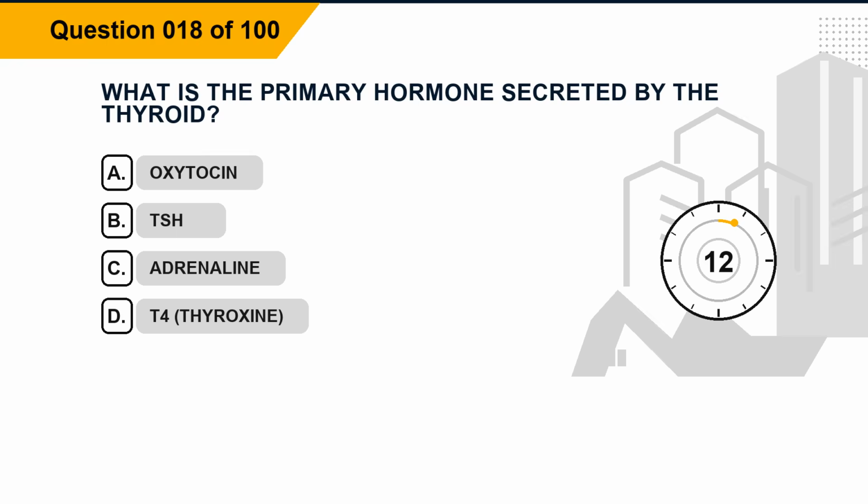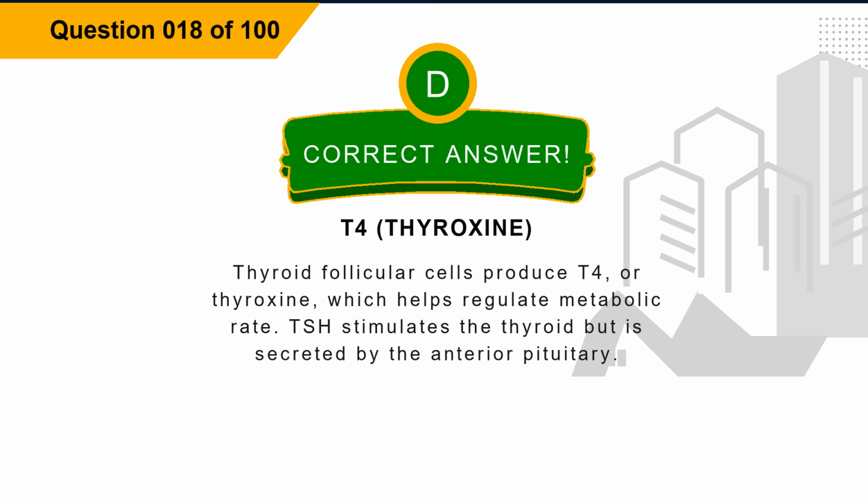Question 18. What is the primary hormone secreted by the thyroid? Option A, oxytocin. Option B, TSH. Option C, adrenaline. Option D, T4, thyroxine. The correct answer is option D, T4, thyroxine.